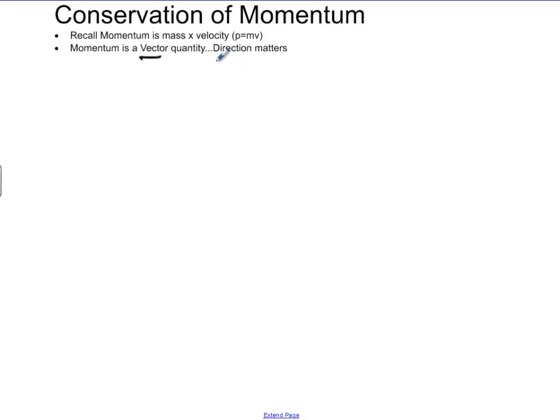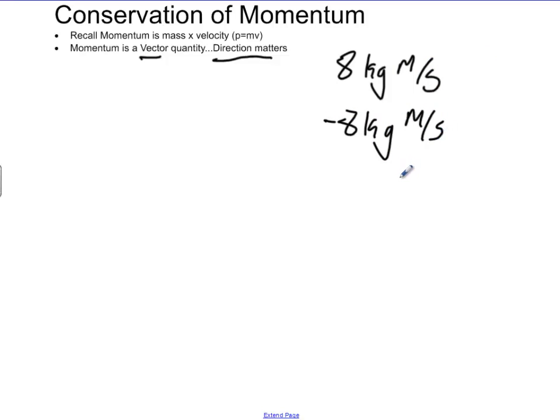That's important. Direction matters. 8 kilogram meters per second is not the same thing as negative 8 kilogram meters per second. One of those is in a positive direction, one of those is in a negative direction, and that does matter when we're talking about momentum.